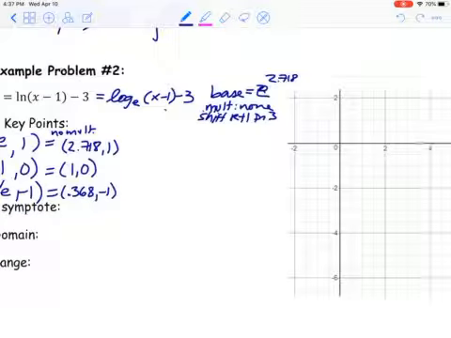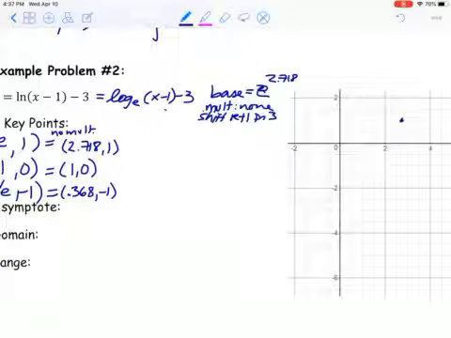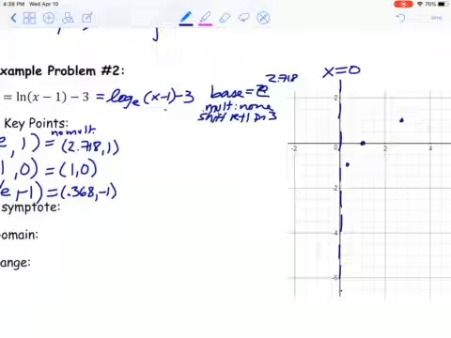So 2.718 is about here. 1, 0. 0.368 and -1. And then our asymptote. Remember, logs have an asymptote that's vertical. And then we're going to shift them all over by right 1 and down 3. So right 1, down 3. Right 1, down 3. Including our asymptote.